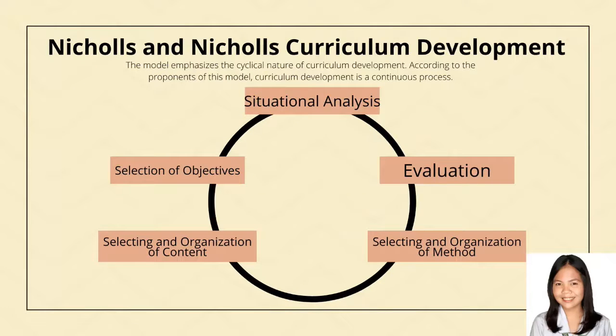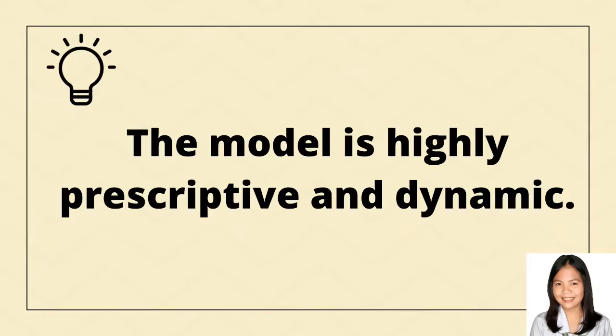So now, what are the steps and where does it start? So it starts with situational analysis, followed by selection of objective. Next is selection and organization of content. And next we have selection and organization of methods and evaluation. If we try to look at it, we will acknowledge that the steps are very similar with the steps of Ralph Tyler and Hilda Taba, only that it is not in a linear arrangement, but in a circular and cyclical arrangement. The model is highly prescriptive and dynamic. It is dynamic because changes can happen at any point or at any step of the model.